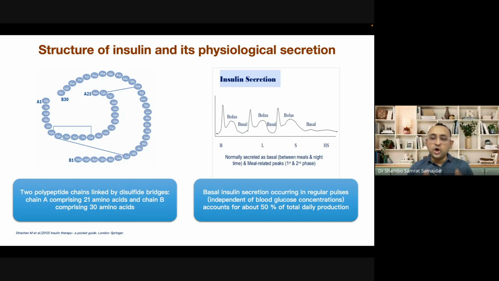So normally, what happens? In normal insulin secretion there is a basal insulin secretion, accounting for about 50% of the total daily production. Apart from that, there are meal-related peaks. For example, breakfast, lunch and dinner will have those peaks.